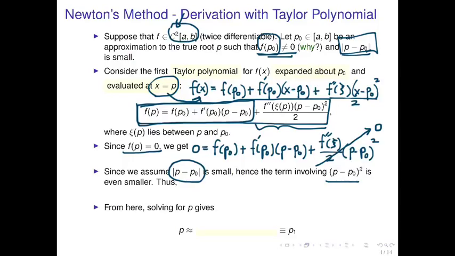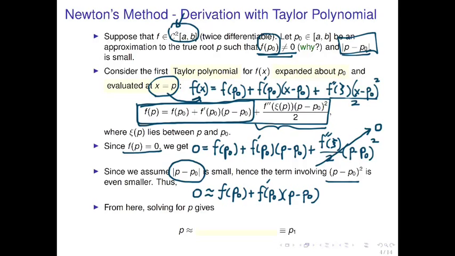With that, we can write an approximated expression, which is 0 approximates f of P sub 0 plus f prime of P sub 0 times P minus P sub 0. It is an approximation because we're assuming that P minus P sub 0 is small, and we're also assuming that the expression P minus P sub 0 squared is equal to 0, while in reality it is not.